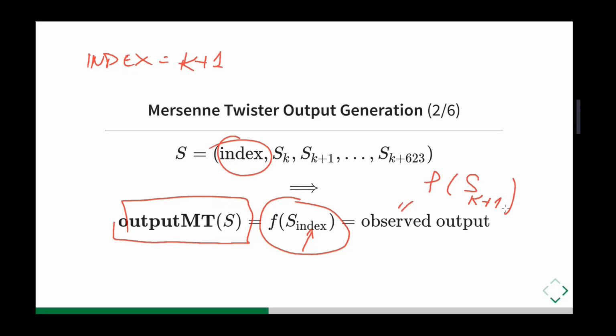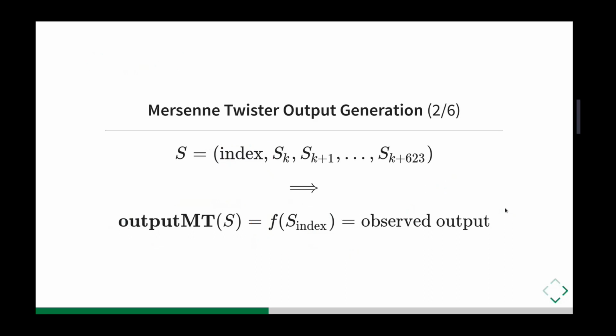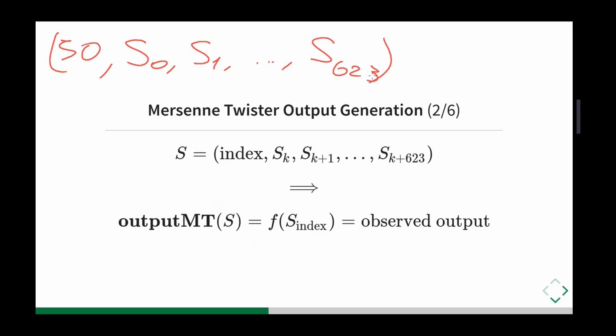Suppose that we have the state S0, S1, up to S623, and the index value is 50. This is a hypothetical state. If I ask for the output with this state, I'm going to get a function of S_50. Remember, S_50 is a number. I'm computing a function on this number, and this is the output.